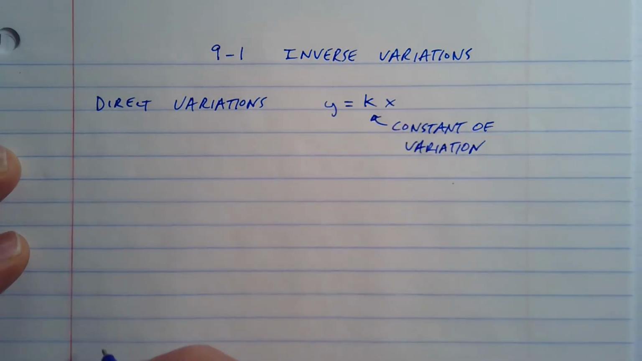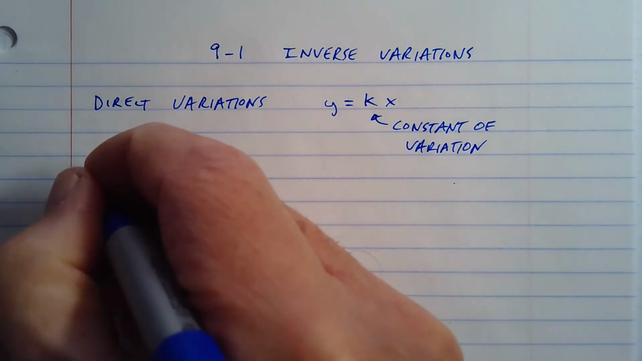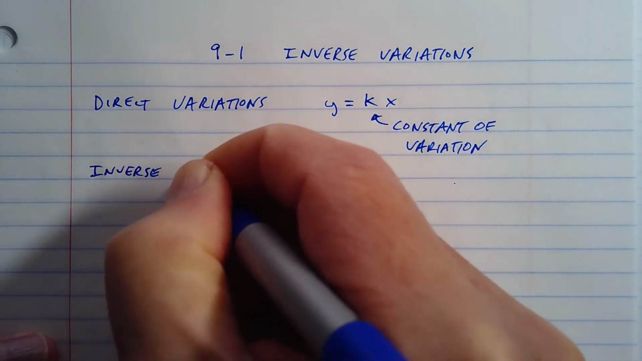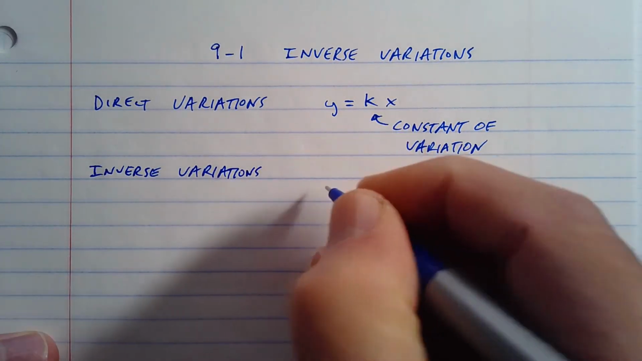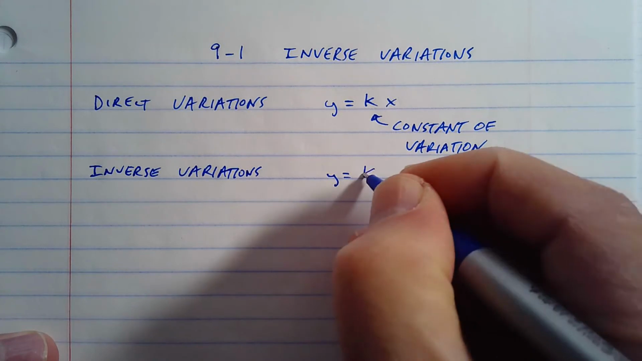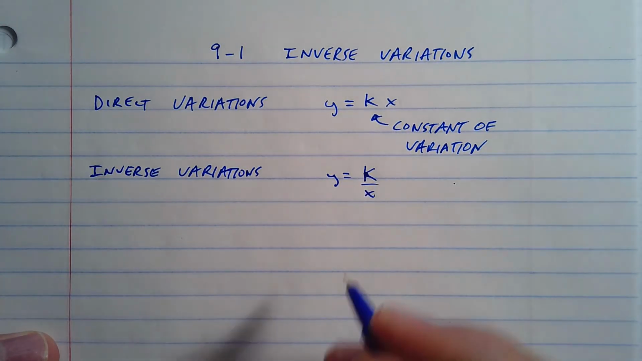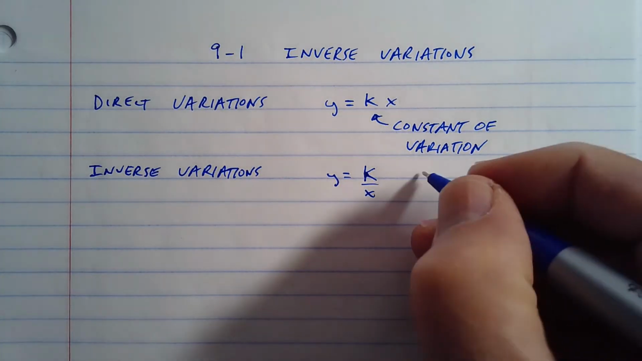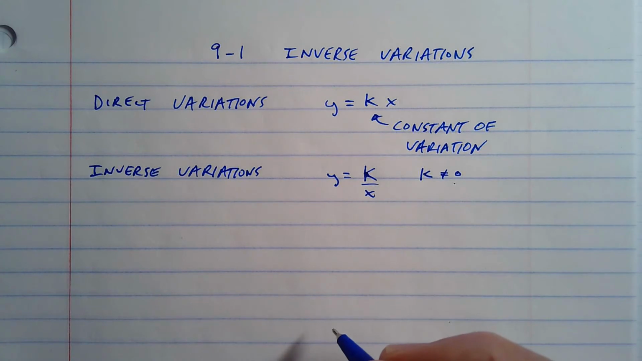We still use that k notation for the constant of variation, but with inverse variations, which is today's lesson, we've got y equals k over x. Notice the x now is in the denominator. It's varying inversely. There's a restriction: k cannot be 0. So our constant of variation cannot be 0.